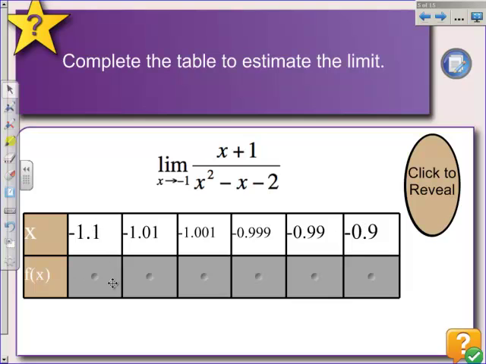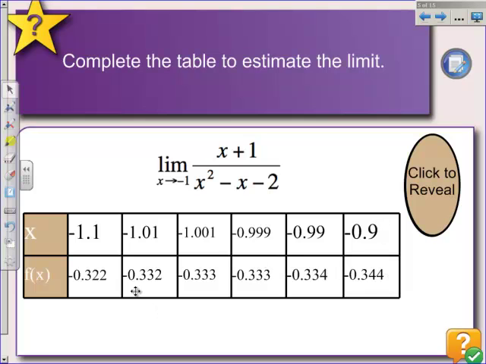So if we plug those in, what we're looking for is the y value heading towards a specific number. So you plug in -1.1, you get -0.322. Then if you plug in -1.01, we get -0.332. And then -1.001 gets us to -0.333. That's called from the left. I plugged in numbers approaching -1, but from the left. Then if we do the same thing from the right, if we plug in -0.9, we can see all of these values. So what does it look like this is approaching? Well, it looks like this is approaching -0.333 from both directions.